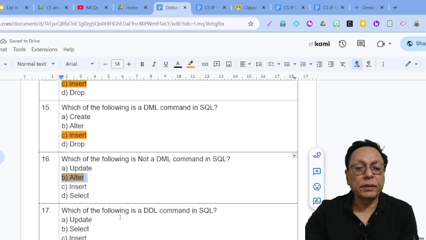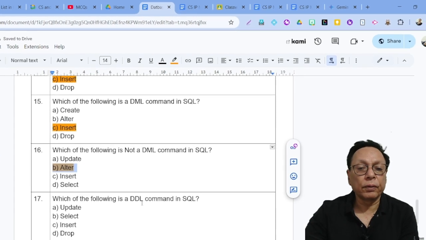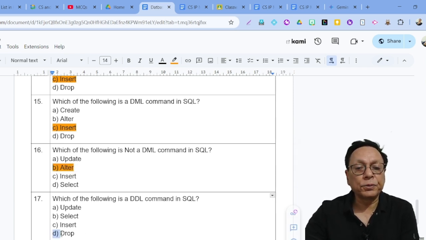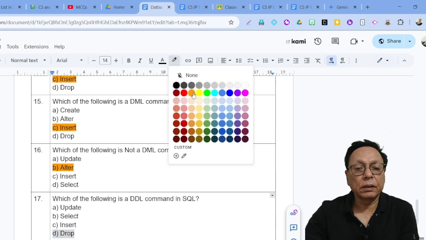Now question number 17. Which of the following out of four is a DDL command in SQL? Update, select, insert and drop. So you should go with drop, option D. This is the DDL command.